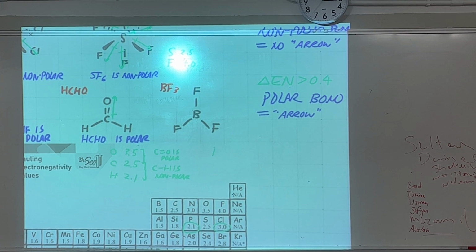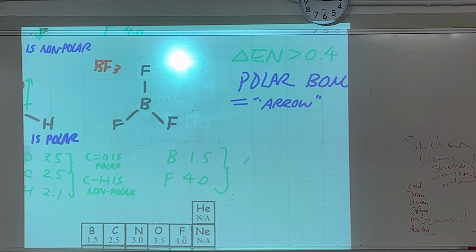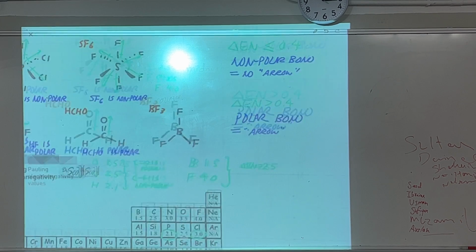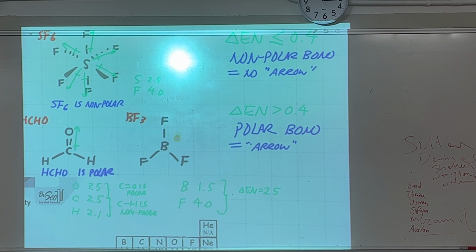Finally, BF3. BF3 is non-polar. Why is that? Because B has an electronegativity of 1.5, F is 4.0. So what is the difference? The difference is 2.5. Yeah, which makes you think that it is ionic again. I know, but don't worry. I can tell you that the most response is that they are polar.